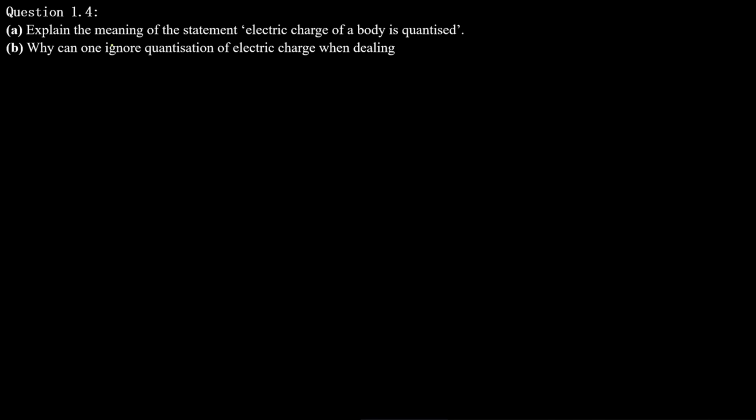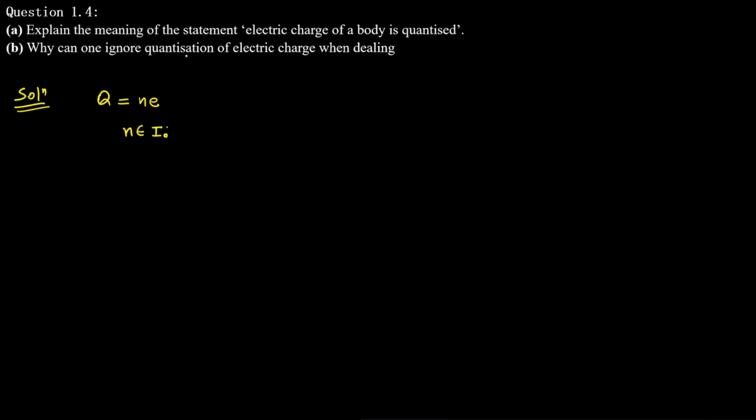Okay, then the fourth question: explain the meaning of the statement electric charge of a body is quantized. So here you have to simply state the statement of this quantization, that the charge on any object is an integral multiple of the minimum amount of charge, that is the charge on an electron. Okay, so that is the quantization of charge that we have to explain. You can give one or two examples.